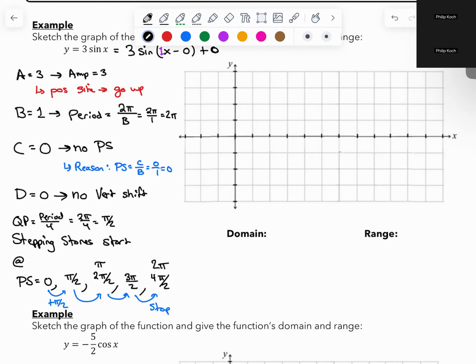Next to phase shift, right here, or above it. I'm writing the first x value you're going to use. Then to find the next point of your stepping stones, you add a quarter period, then add another quarter period, then another, then another. Is that okay? Those are our stepping stones. Those are up, start at 0, up 1, down, up for sine, or up, down, up for cosine.